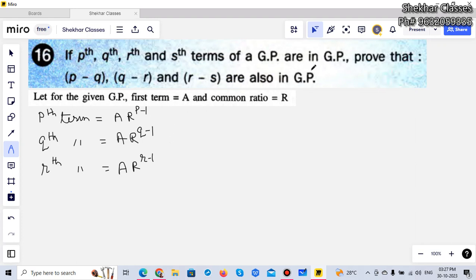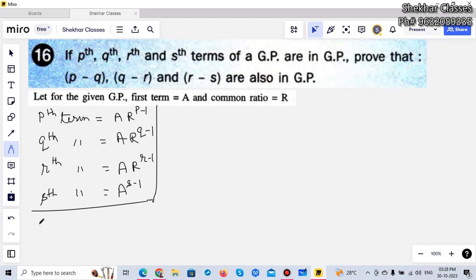Now there is one more term, that is the sth term, small s. The sth term is equal to A r to the power s minus 1, right? Now if these terms are in GP, then what will happen?